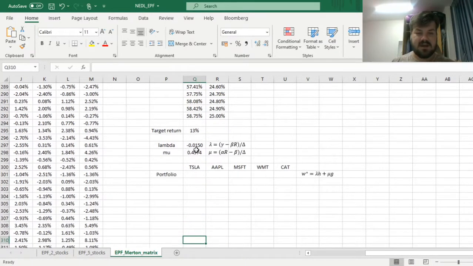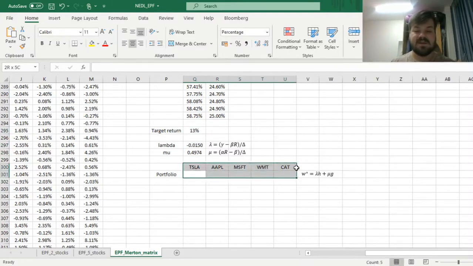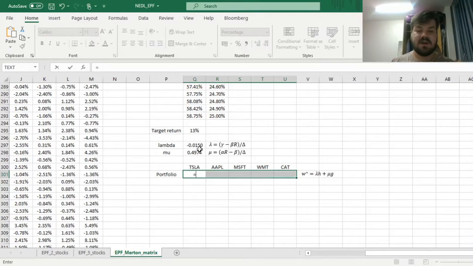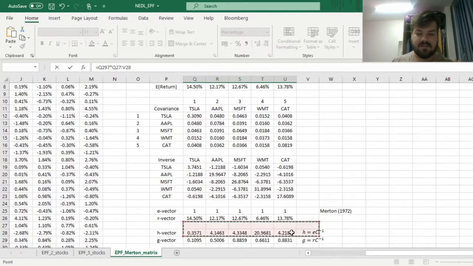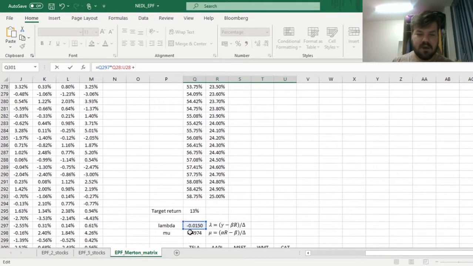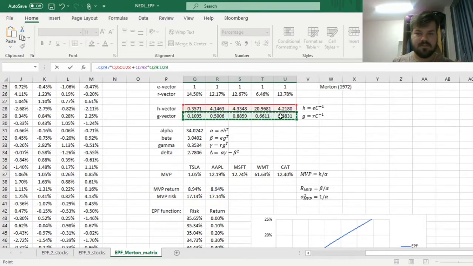And we can see that those two constants that we have just derived can be applied as weights to the H and G vectors respectively, and used to generate this optimal portfolio that would give us a target return of 13%. So let's do just that. Let's multiply lambda by the H vector over here and add mu times our G vector.